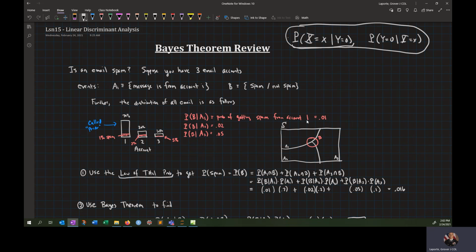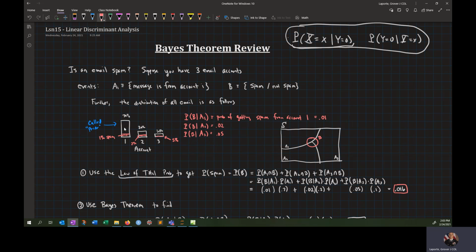So I already know this is 0.01, and I know the probability of A1 is 70%. So I can calculate these numbers. So I can calculate the probability of A1 intersect B. I can calculate that amount of probability in there. I can use these numbers to calculate the amount of probability in this little piece of that circle, and I can use these numbers to calculate the amount of probability in that little piece. So if you do all that, you'll get 0.016. So the probability of me getting a spam email is 0.016. So again, all you're doing is multiplying those out using conditional probabilities and finding that value.